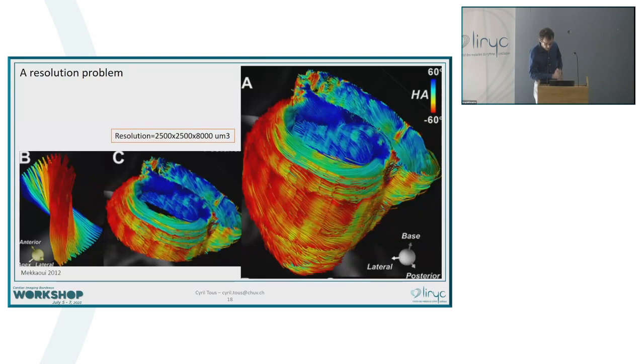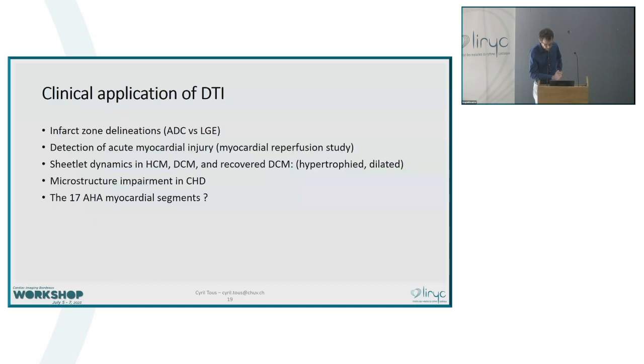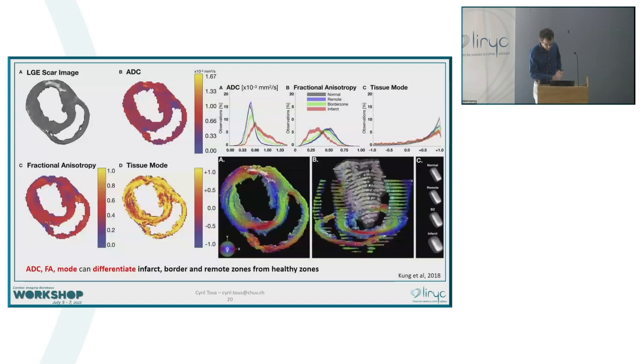Some clinical applications, however, can be useful. Here are some of the examples. With late gadolinium enhancement, there's no distinction between remote or border zones. And if you use diffusion tensor and different metrics, you are actually able to differentiate those different zones and better characterize the impact.